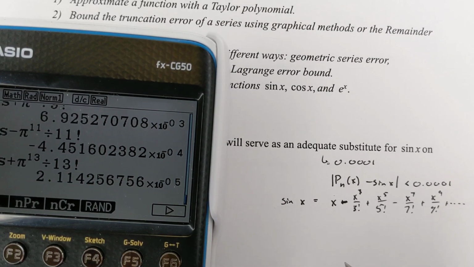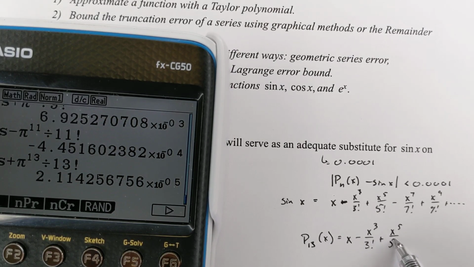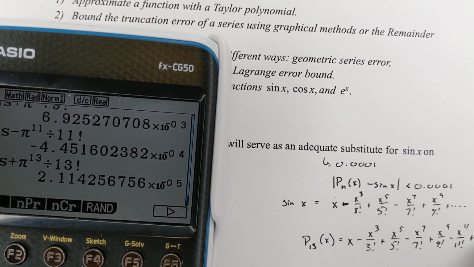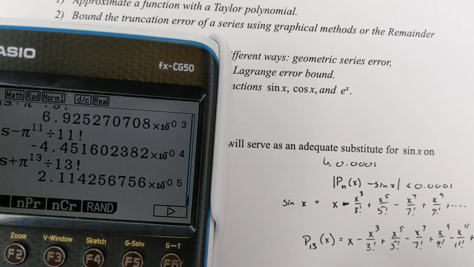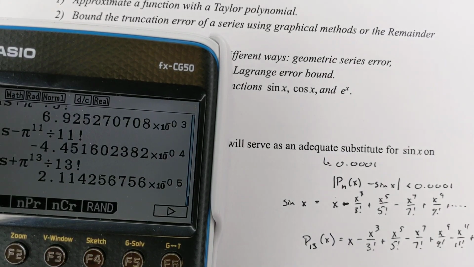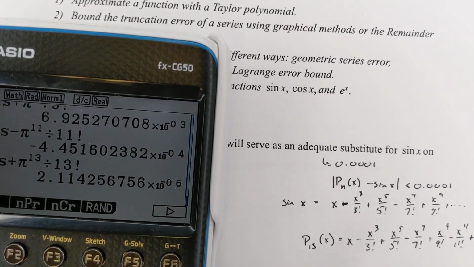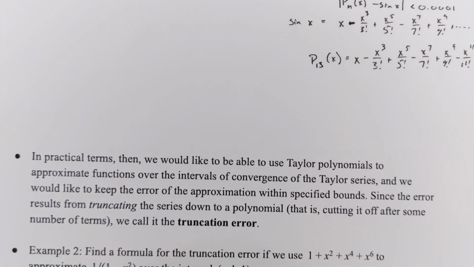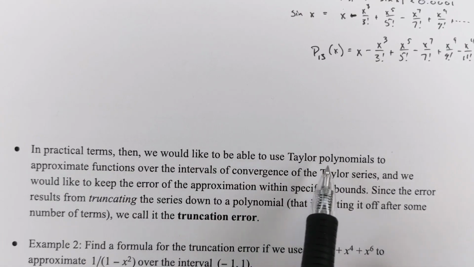So we need the 13th order polynomial, which is x minus x cubed over 3 factorial plus x to the 5th over 5 factorial minus x to the 7th over 7 factorial plus x to the 9th over 9 factorial minus x to the 11th over 11 factorial plus x to the 13th over 13 factorial, because this comes out to be just that, which is just enough for us. That's 0.00005, or 2, I mean. So there you go.